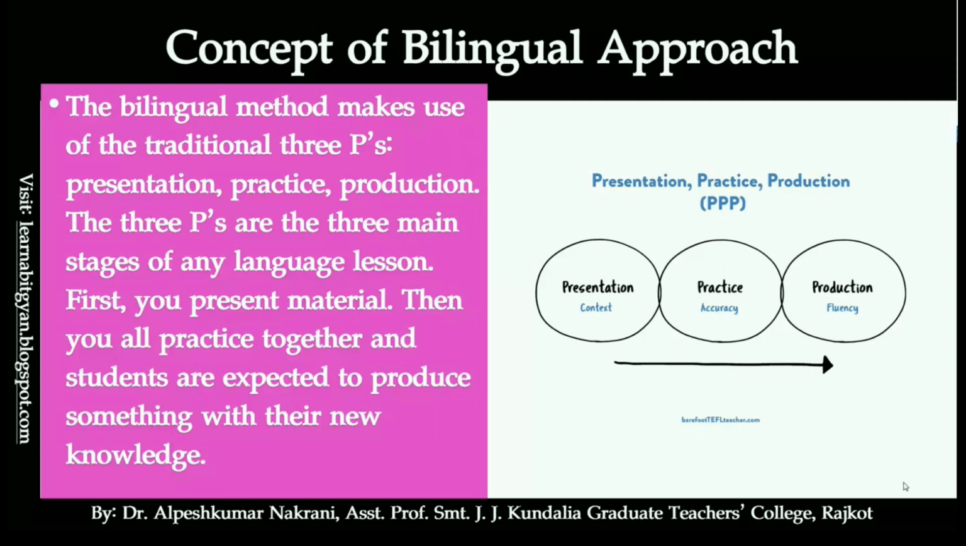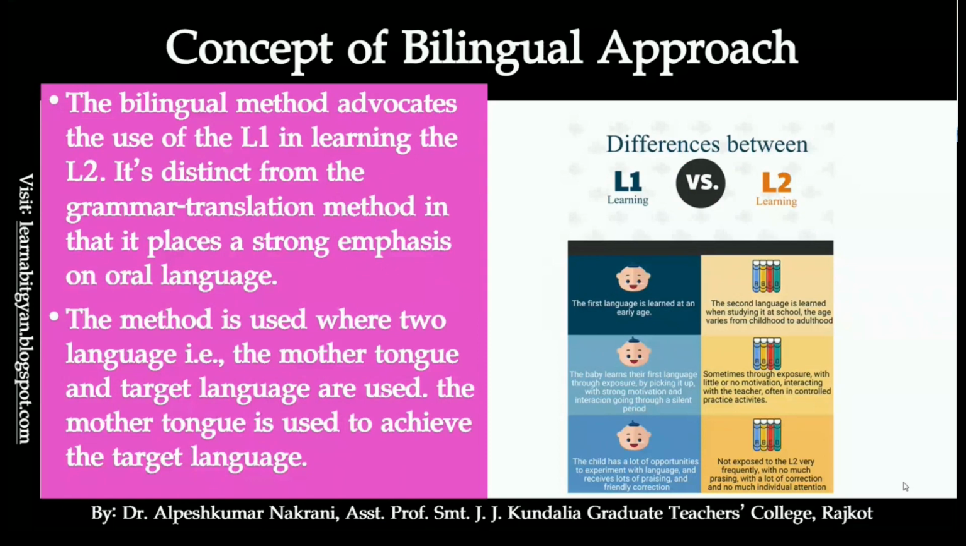Now, what is the presentation? The three stages: presentation, practice, and production. Presentation in the context, practice is for the accuracy, and production will lead to fluency in the students. So, what do you present? You present the material in the foreign language. Then you all practice together. And students now they are expected to produce the new knowledge that they have learned about the language. So this is the method they follow in the bilingual approach.